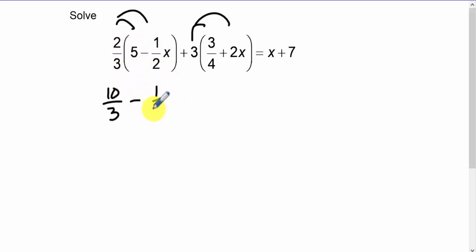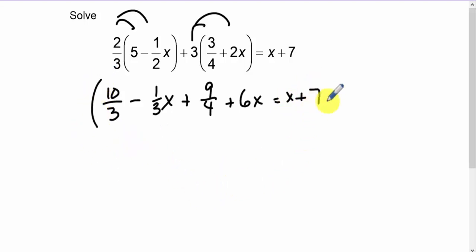So we've got a third x here because the 2's reduce, 9/4 here, 6x here, and equals x plus 7. So now what I would do is get rid of my fractions. What I do is look at every single denominator in the entire problem and then multiply by the common denominator of the whole problem, which in this case is 12. It's a little bit similar to what we did in our complex fractions.